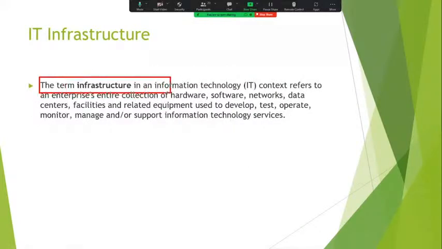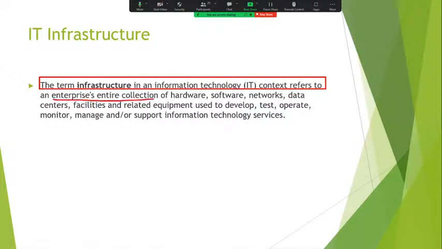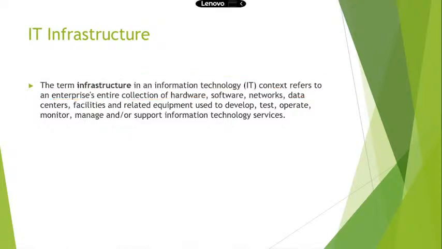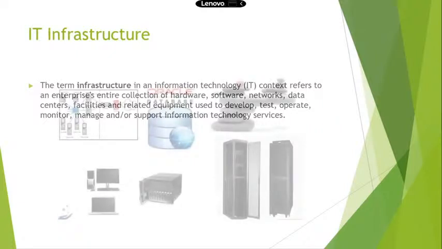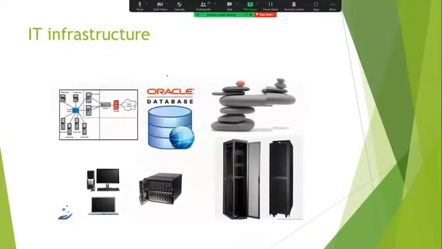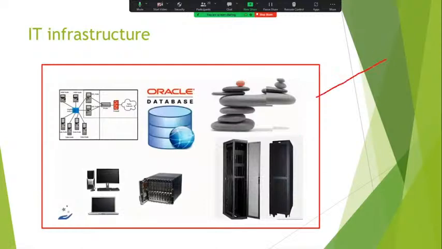The term infrastructure in information technology refers to a collection of hardware, software, switches, network, and load balancer. Now, to maintain our own IT infrastructure, we require one DC. What is the DC? Data center. If you go to TCS, Cognizant, Wipro, Accenture, any company in the world, they will have their own data center.